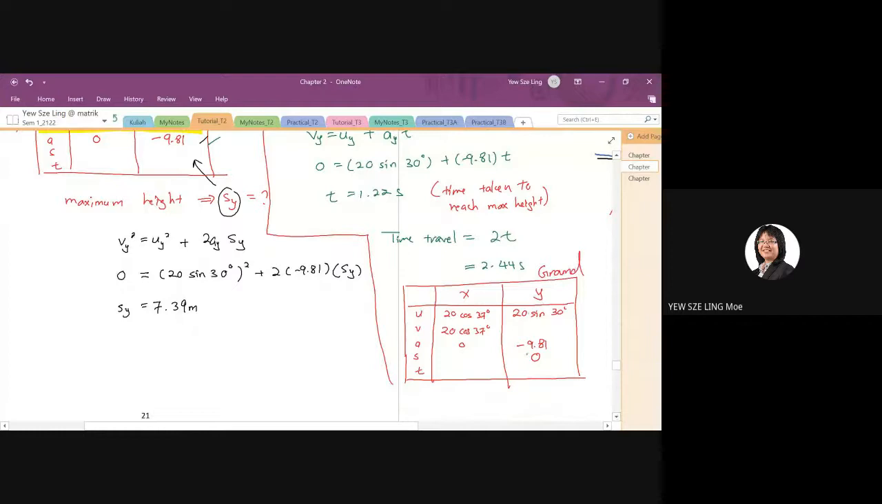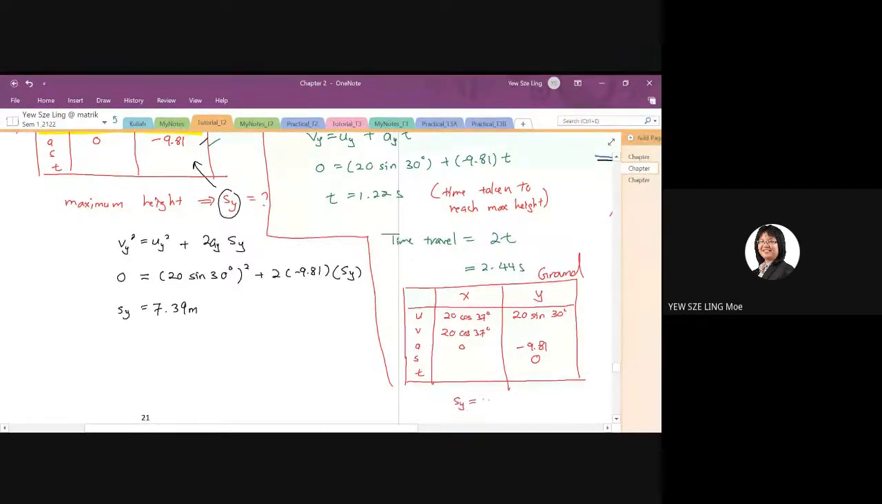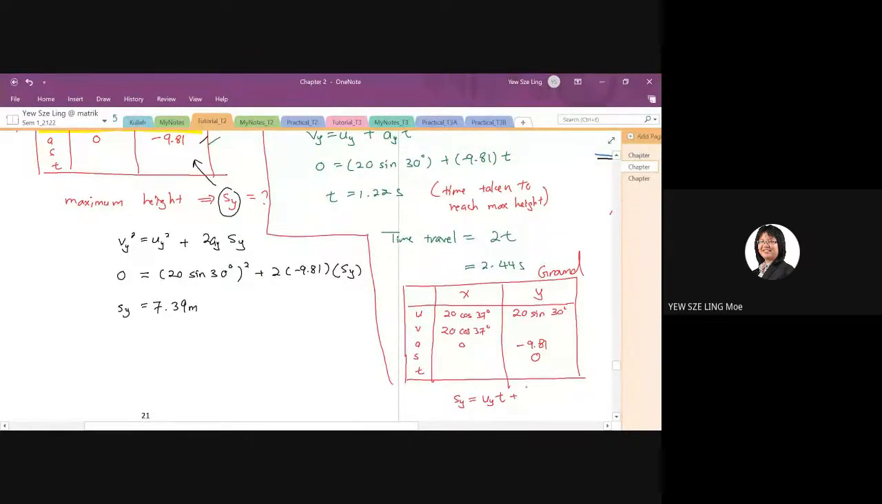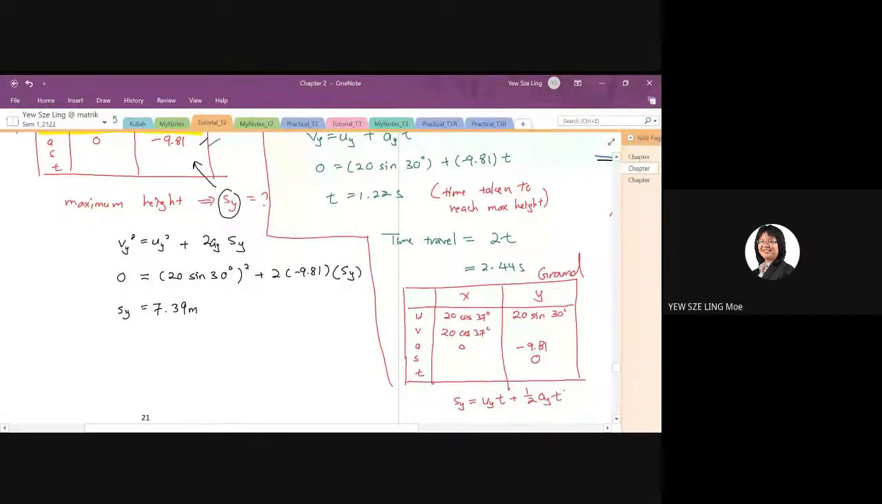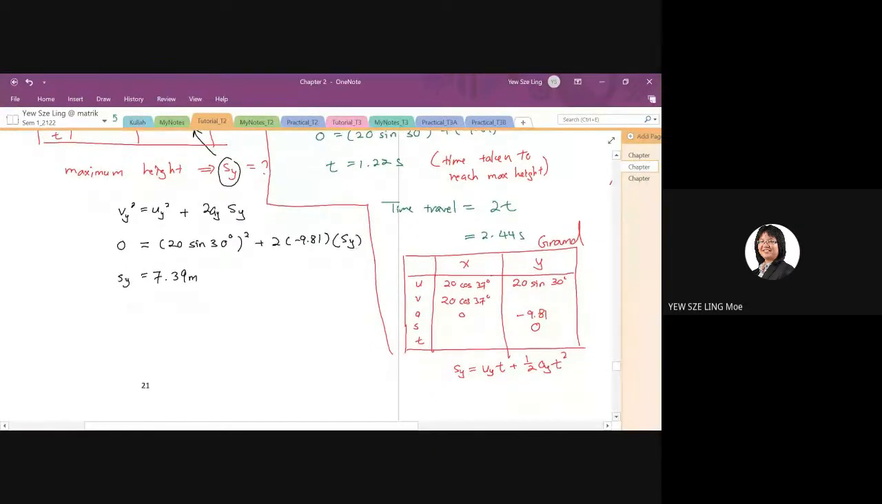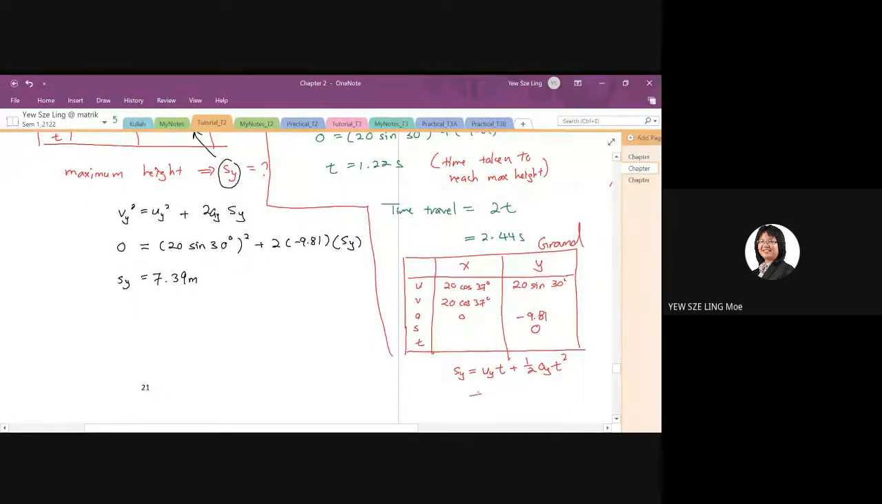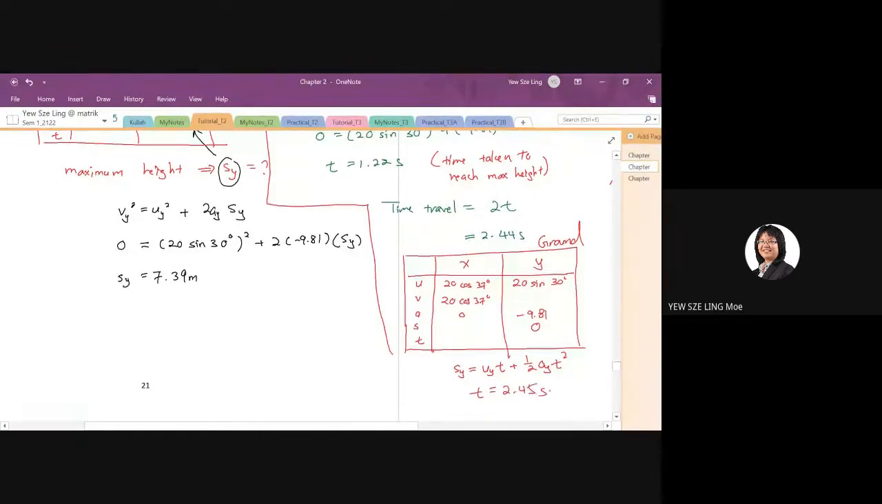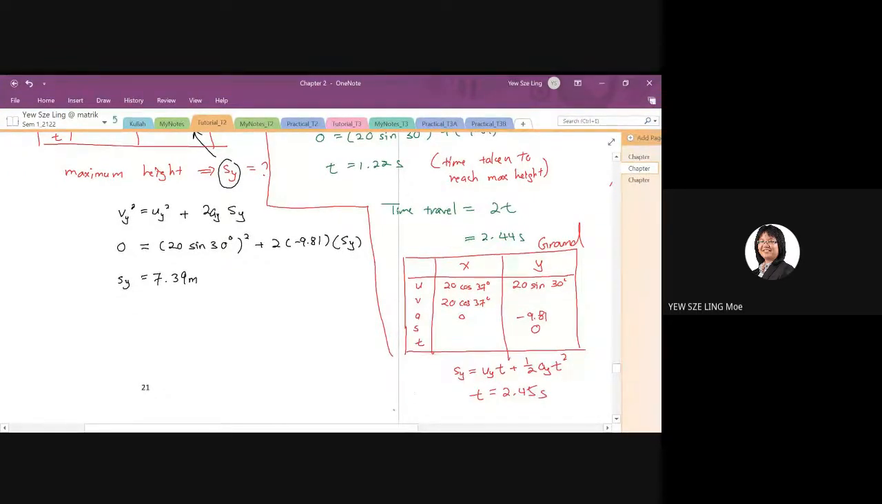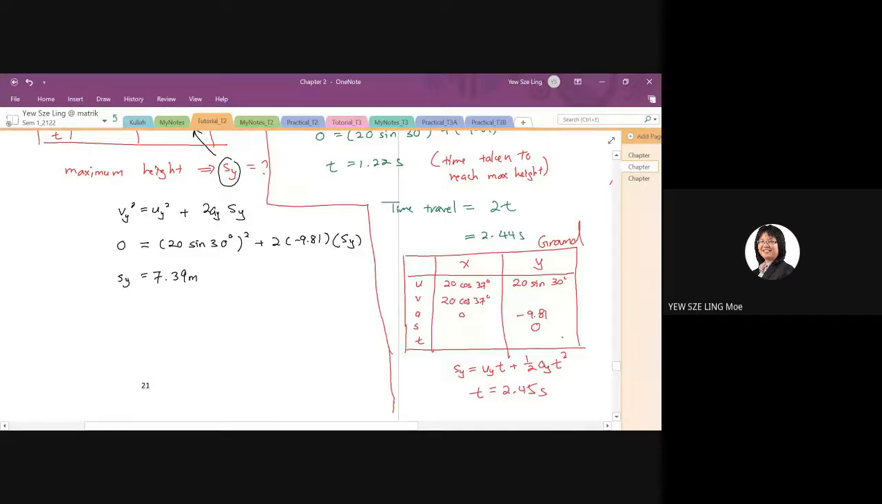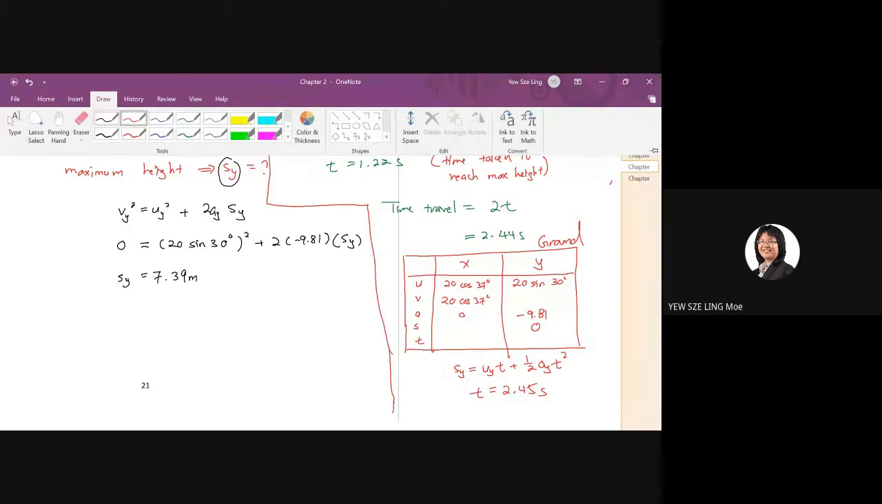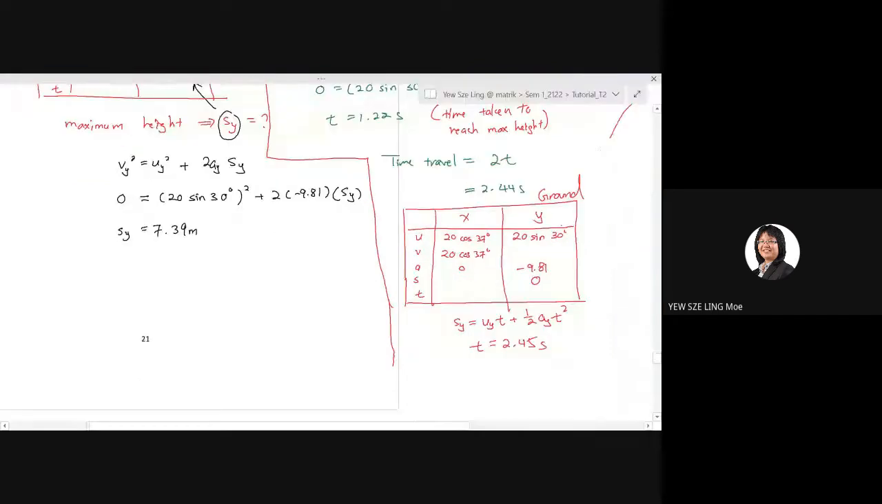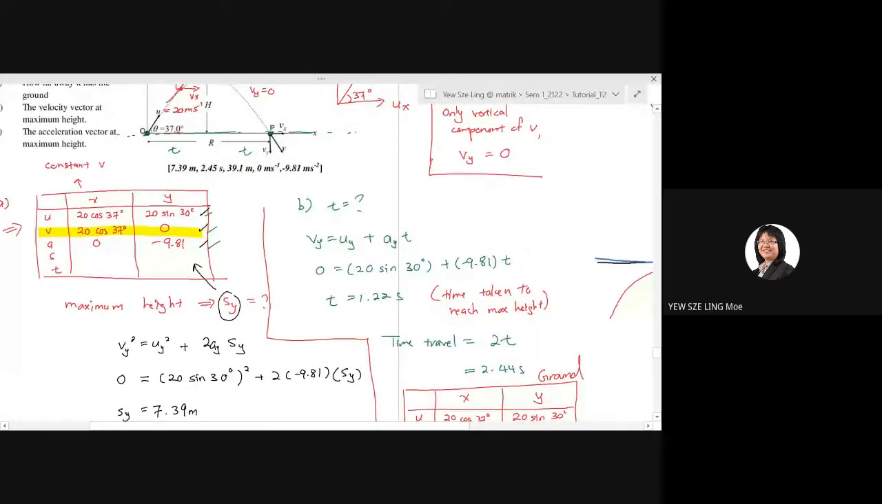So now that you have this table, straight away you can apply Sy equals Uyt plus 1 over 2 Ayt squared to find out t. If you use this table and these equations, then t is straight away equal to 2.45 seconds. So this is a second method. Just now is method 1.